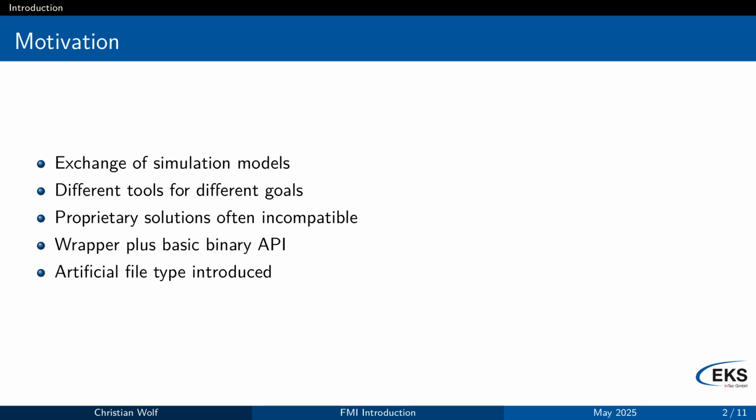So now what we would need is some wrapper around simulation models that would allow us to put simulation models from one simulation environment into another. So to exchange simulation models more or less. And as there is nothing yet created so far, there was an artificial file type introduced called FMU. And this is the files that the FMI standard defines, functional mockup unit.